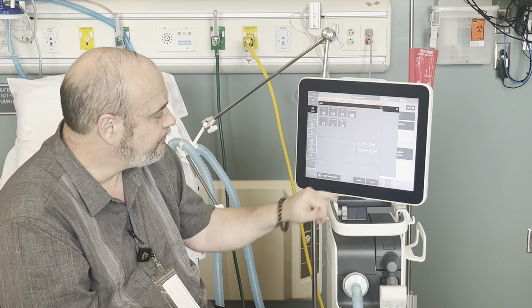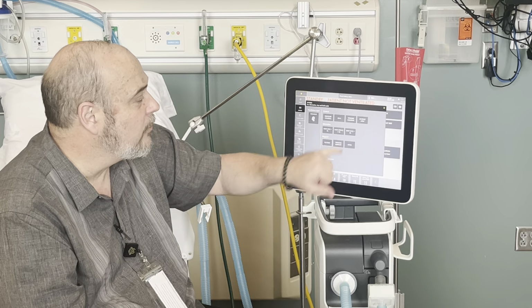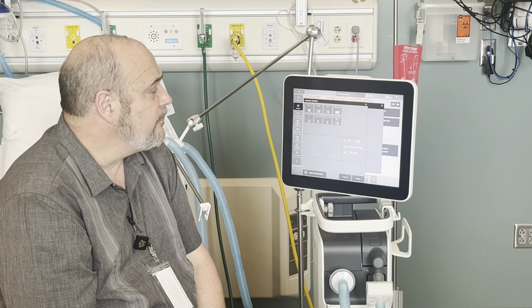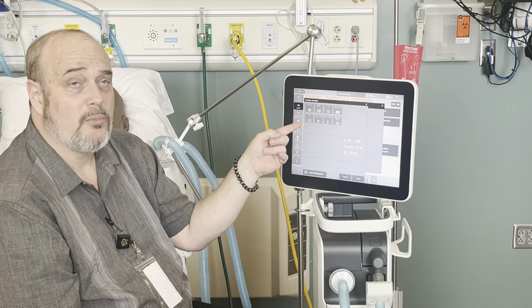Be aware of that. And then the last one, which we don't use much around here at all, is volume control. This one sets a tidal volume. Everything's the same, right? And if you adjust the I:E here, it adjusts your flow rate.